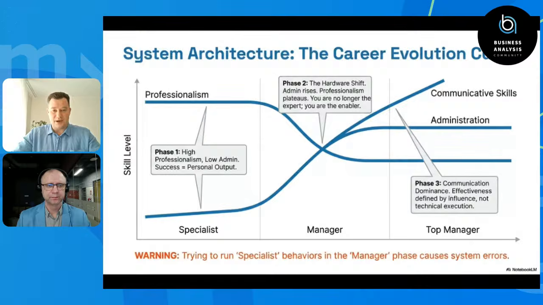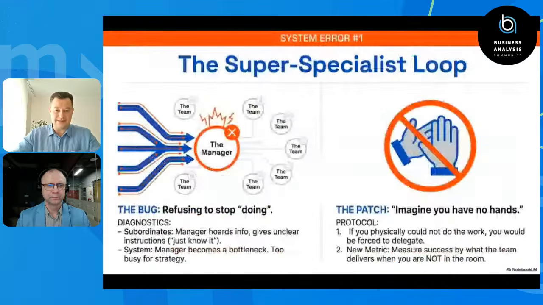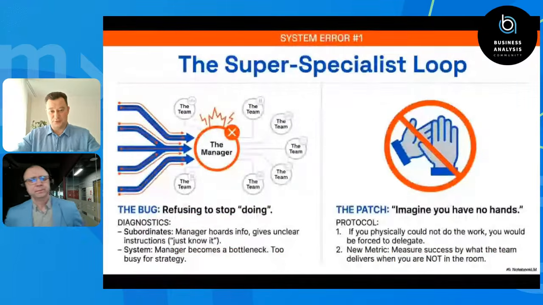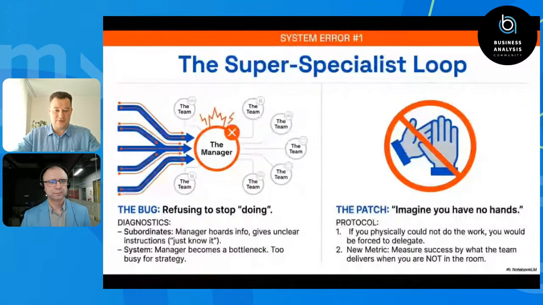And about this, we have on our plate the super specialist loop, the first system error that we want to cover with you guys. So Dmitry, who is the super specialist?